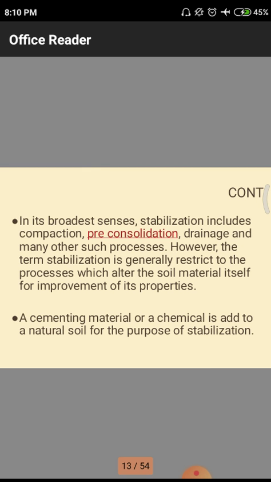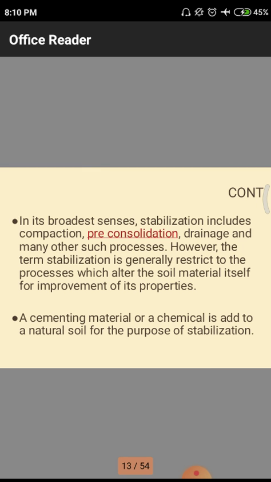stabilization includes compaction. Compaction we observed in the first chapter itself. That means we compact different layers by using rollers. What we observed in the first chapter are sheep foot rollers, pneumatic wheel rollers, smooth wheel rollers, and vibratory rollers. All those rollers are normally used for compaction, and they decrease the content of voids and the amount of water present in the soil. That is the major purpose of doing compaction in the site itself.